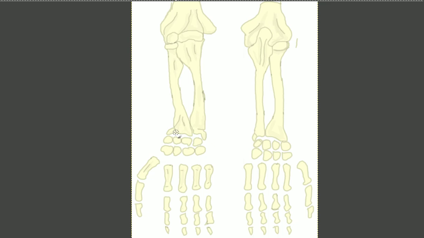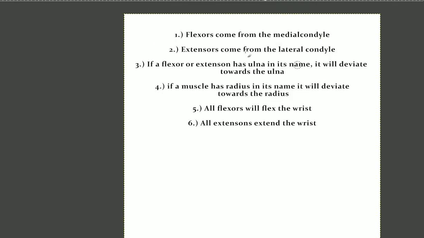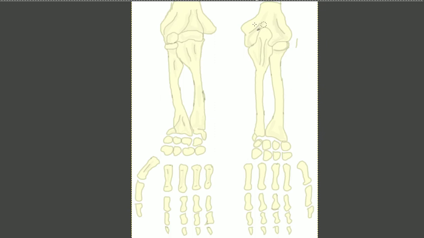So we have the extensor muscles, right? And we said as we looked at this, all extensor muscles come from the lateral condyles. So right here, let's go ahead and just look at the extensor side of the forearm, this is the posterior side of our arm. Well, this is going to be the lateral condyle right here. So all of our extensor muscles are going to stem from this respective landmark.